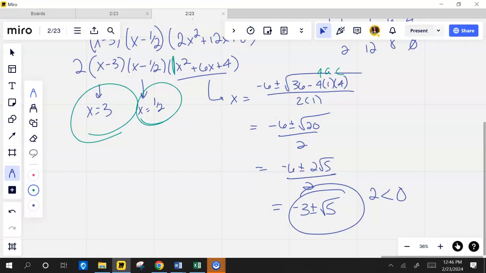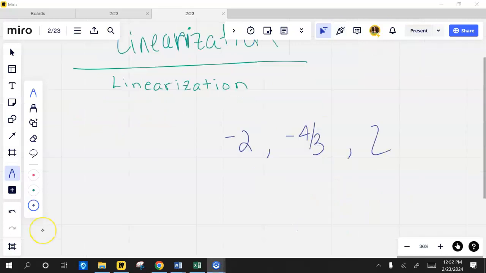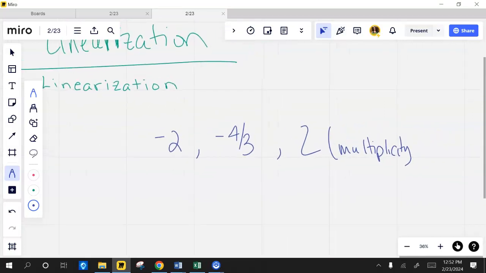All right, let's switch gears. I'm going to go back and just find her. Let's take, if these were the zeros of a function, if these were the only zeros of a function, and the 2 has a multiplicity of 2, could you write an equation for the polynomial that would have those zeros? What would it look like?